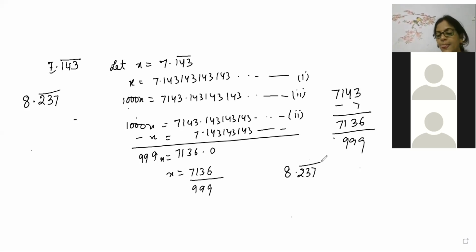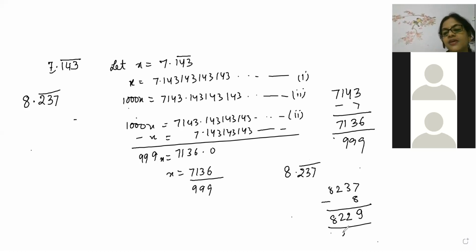8.237 bar is there. Okay, so 8237 minus 8. Okay, so it will come 9. And then after decimal, how many digits are having bar? 3. Correct answer. Next question.